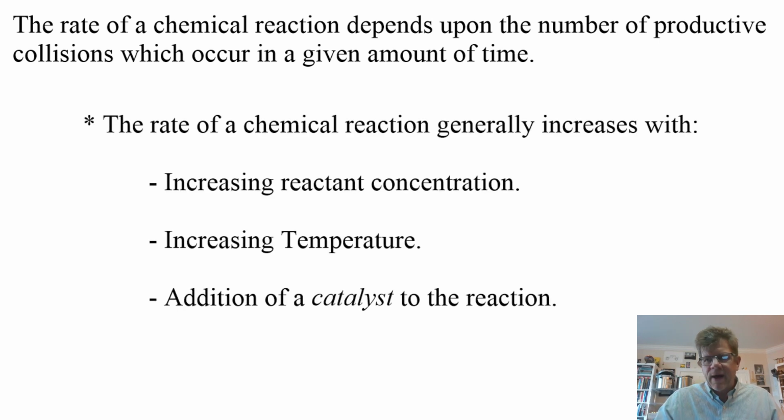So we have three ideas which can increase the rate of chemical reaction. The first is that we can increase reactant concentrations, the concentrations of the reactants themselves, that will spur a quicker reaction rate. Similarly, we can increase the temperature of the reaction, or we can add a catalyst to the reaction, which we will explain presently.